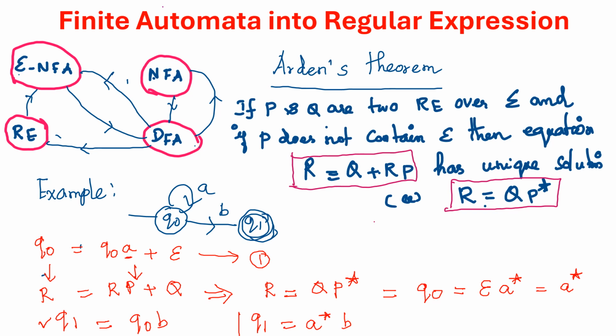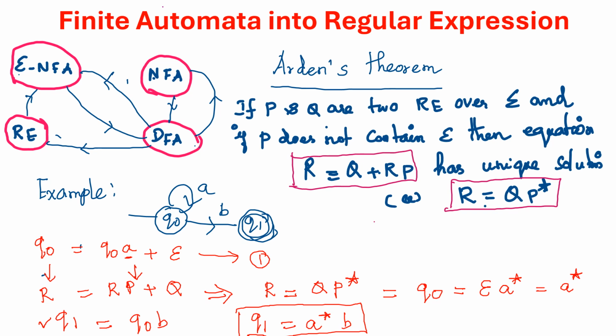So this is your final regular expression for this, because here Q1 is a final state. In the figure itself we can identify the regular expression, A star B only. But anyway, as per Arden's theorem, we have to solve and get the result. So this is a way of solving this using Arden's theorem.